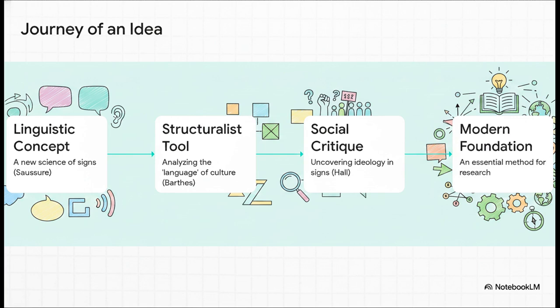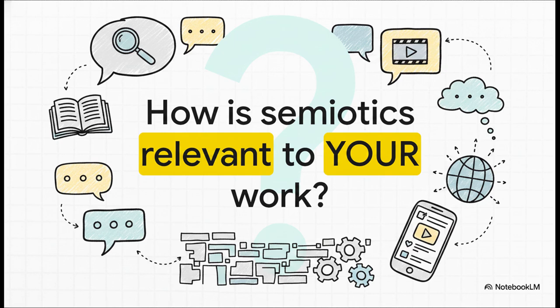So just to recap the journey, this is a great slide for revision. The idea starts as a concept in linguistics with Saussure. It becomes a tool for analyzing culture's language with people like Barthes. Then, it turns into a method for social critique with Hall. And today, it's an essential foundation for research. And this all leads to the big question, the one that really matters for your own work. How can you use this?